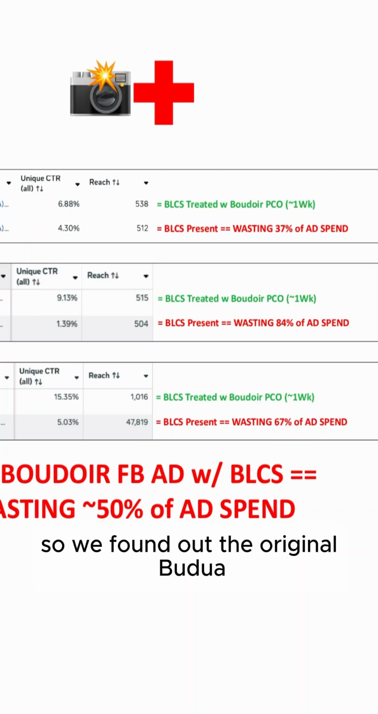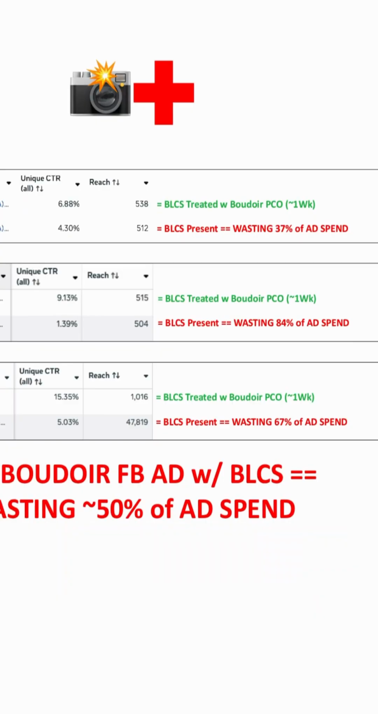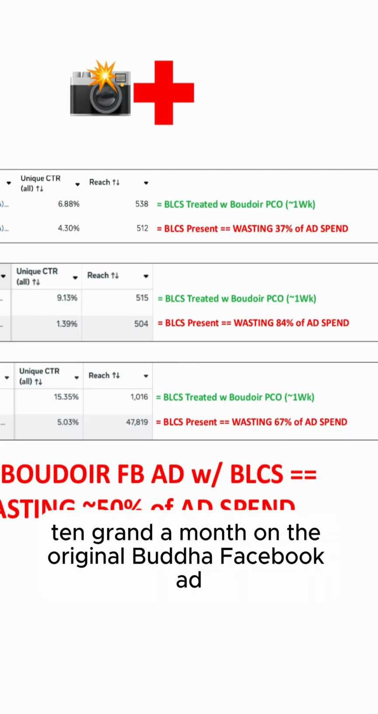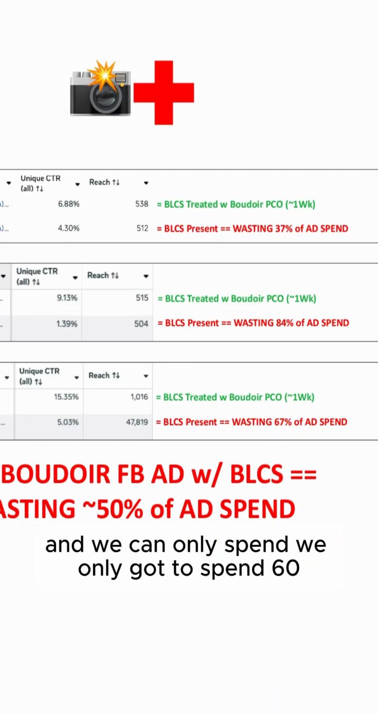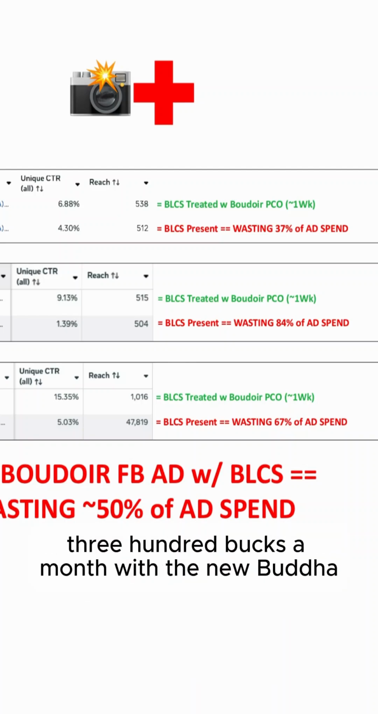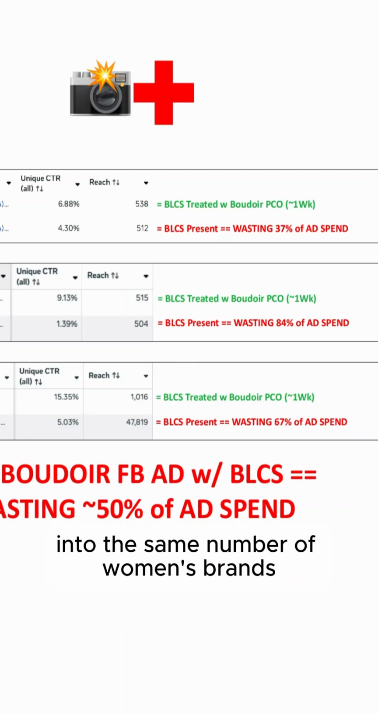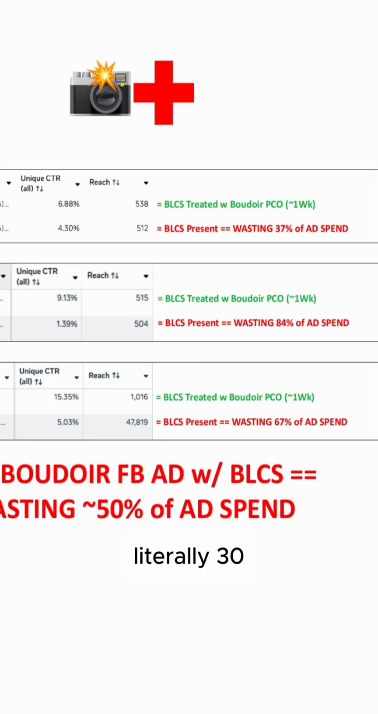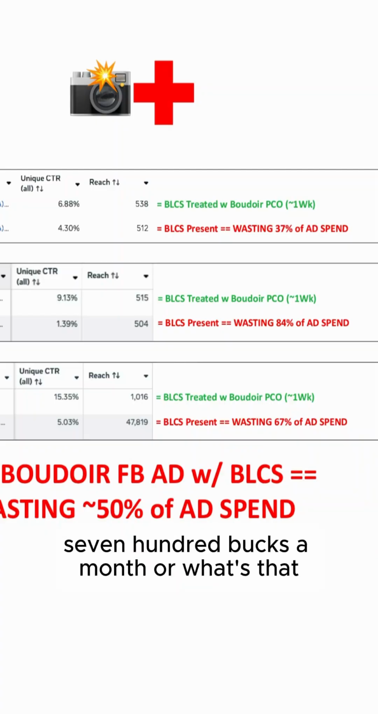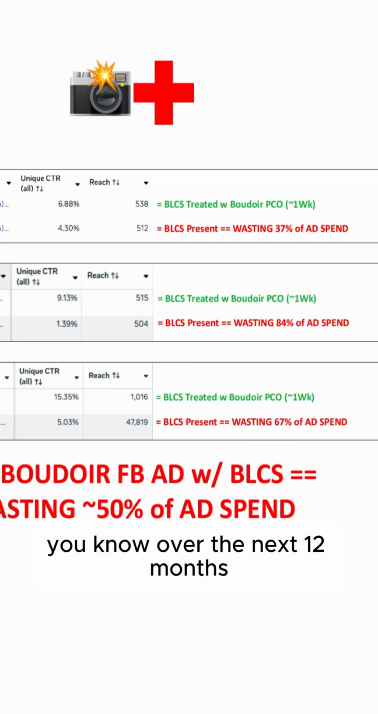So we found out the original Boudoir Facebook ad was wasting 37% of ad spend every single month. So instead of paying 10 grand a month on the original Boudoir Facebook ad, we can eliminate 3,700 bucks every month of that. And we only got to spend 6,300 bucks a month with the new Boudoir PICO treated ad. And in both scenarios, we're getting our ad into the same number of women's brains. But if we're spending way less ad spend, we're pocketing that as profit. Literally 3,700 bucks a month, which is something like 40 grand over the next 12 months.